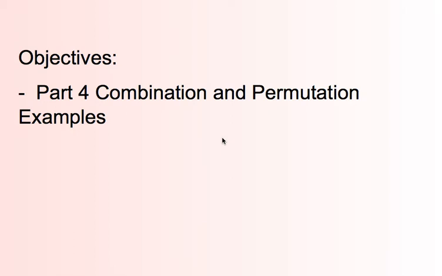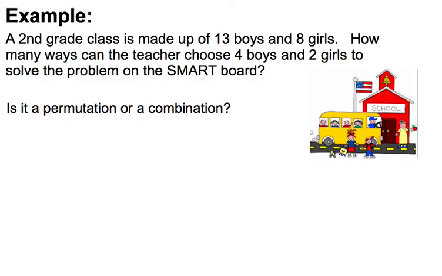This is more examples of combinations and permutations. Here's an example of a second grade class that is made up of 13 boys and 8 girls. How many ways can the teacher choose 4 boys and 2 girls to solve the problem on the smartboard?